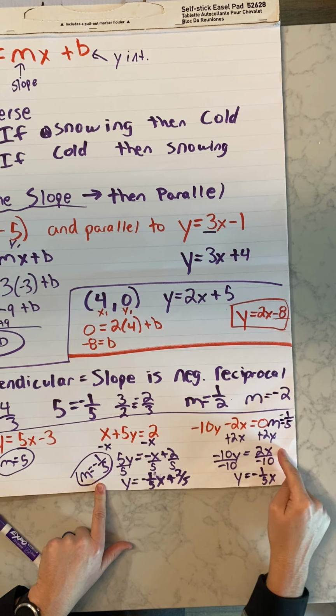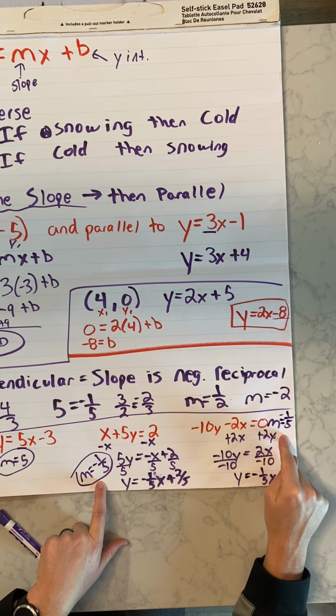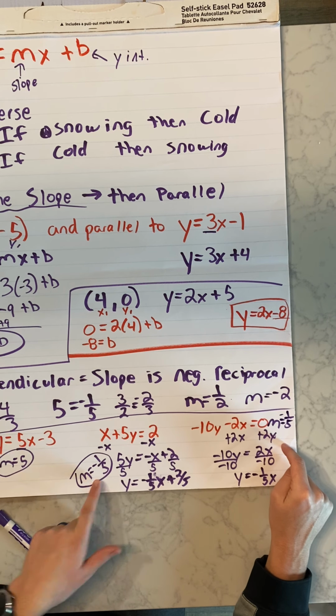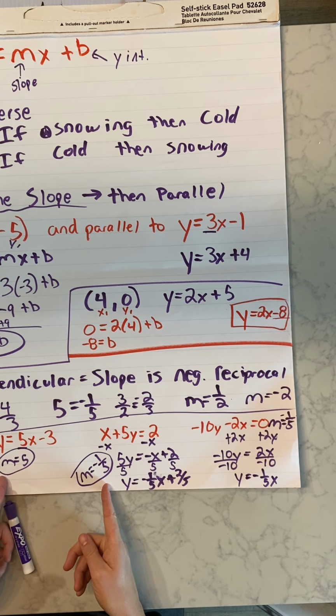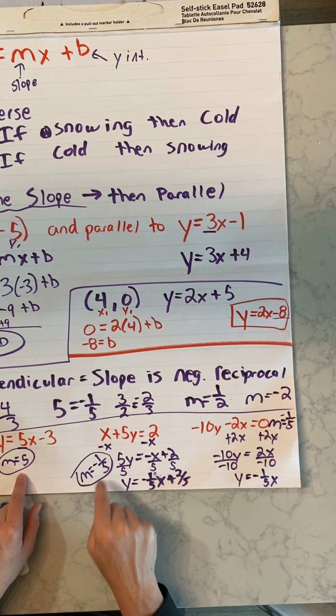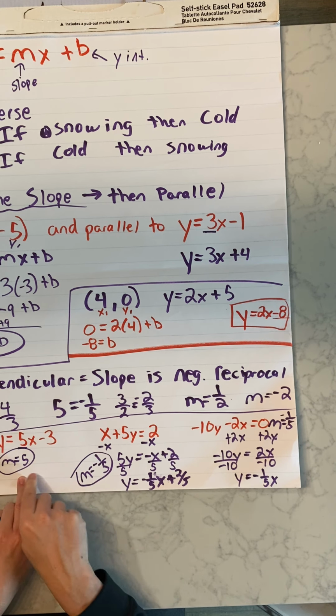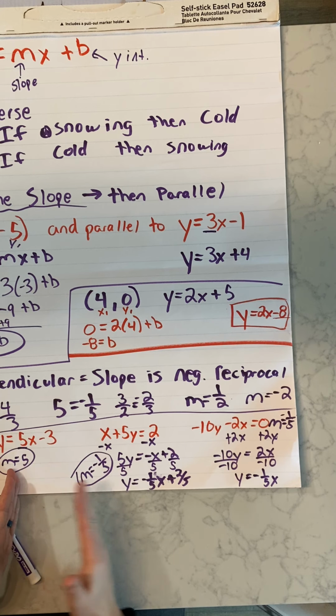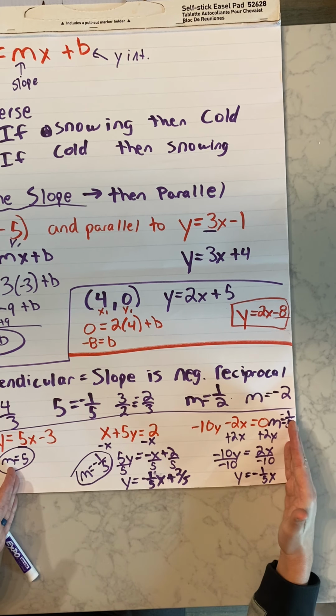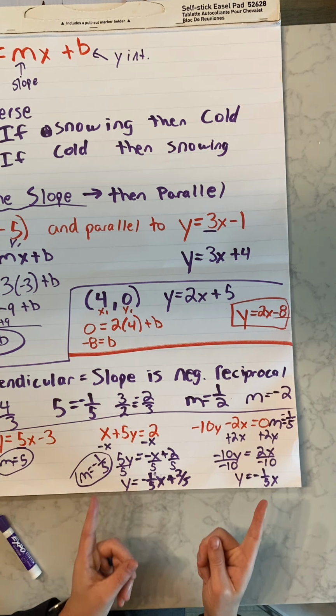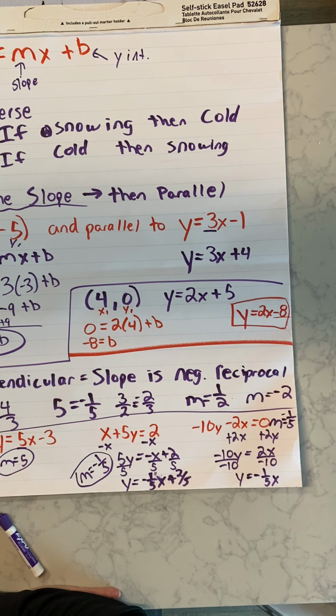Line 2 and line 3 are parallel because they both have the same slope. Line 1 and line 2 are perpendicular because it's the negative reciprocal of this. So line 1 and 2 are perpendicular. Line 1 and 3 are perpendicular. Line 2 and 3 are parallel.